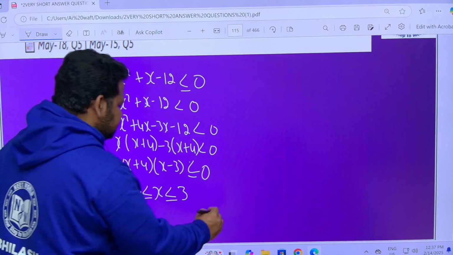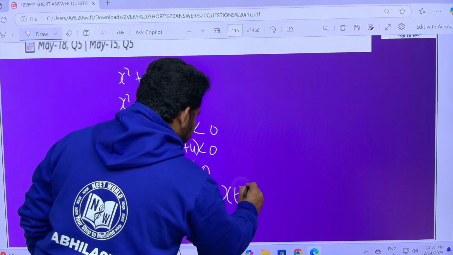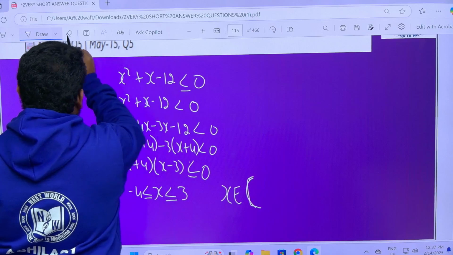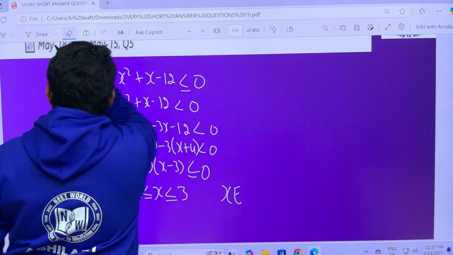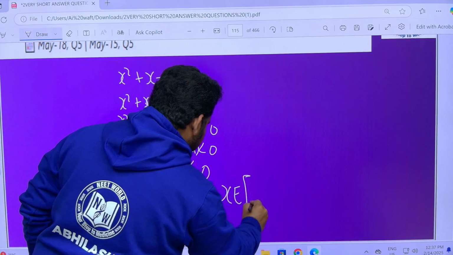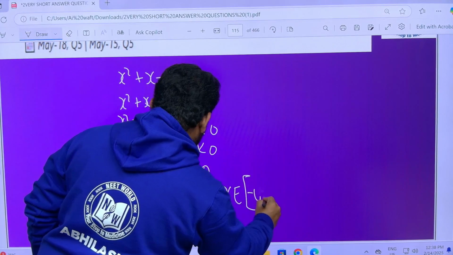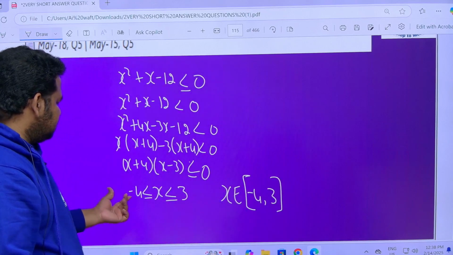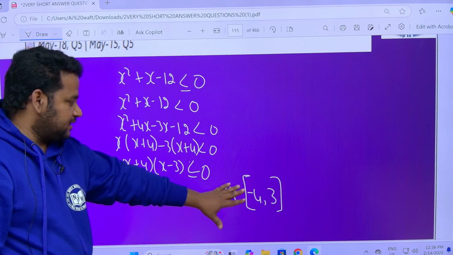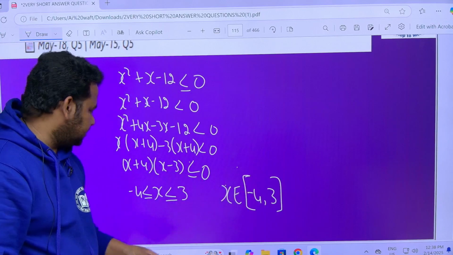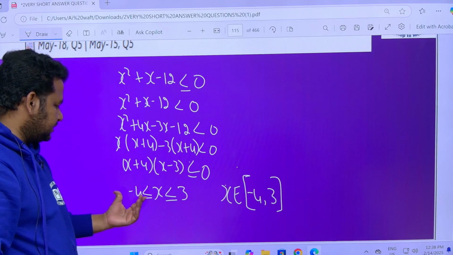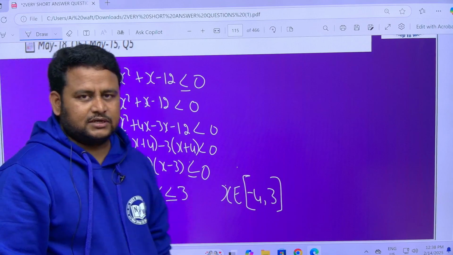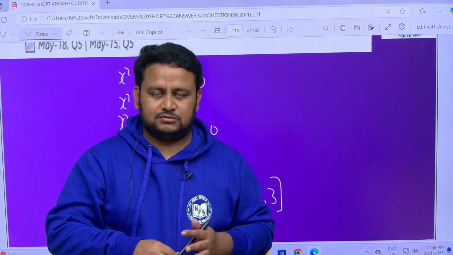You must learn to write in set form, that is x belongs to the interval, with brackets around minus 4 comma 3. Okay, got it friends? Just for illustration I am telling you this is the meaning, where x is greater than or equal to minus 4 and less than 3. So that's all friends. I hope this chapter is clear when it comes to short answer questions on quadratic expressions.